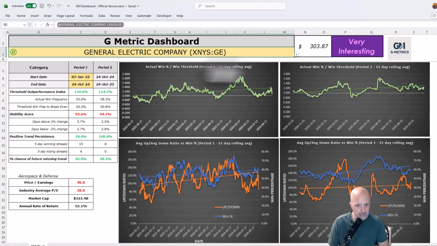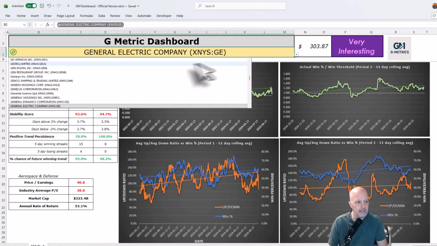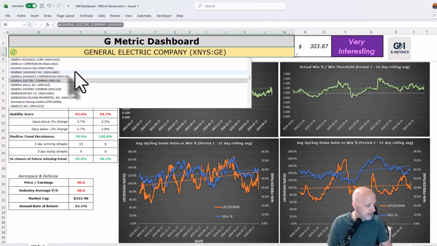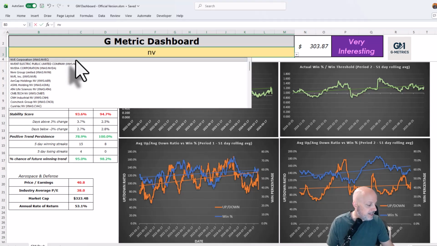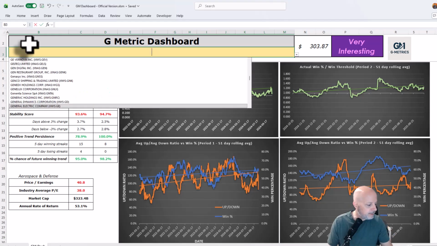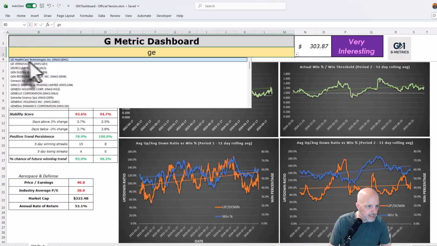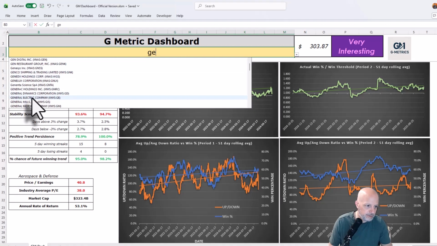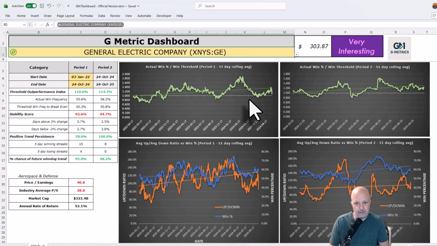Before we dive into all these different metrics, the first thing you need to do is select a stock at the top. If you had this tool, you'd highlight this yellow cell here, hit the drop down menu, and type in your ticker. If I typed in NVDA, it brings up NVIDIA. But I'm not doing NVIDIA today, I'm doing General Electric. So I hit GE. It didn't take me quite to General Electric, so I have to scroll down a little bit. There's General Electric Company right there. I click it, and it brings up the General Electric data that I have in front of me.